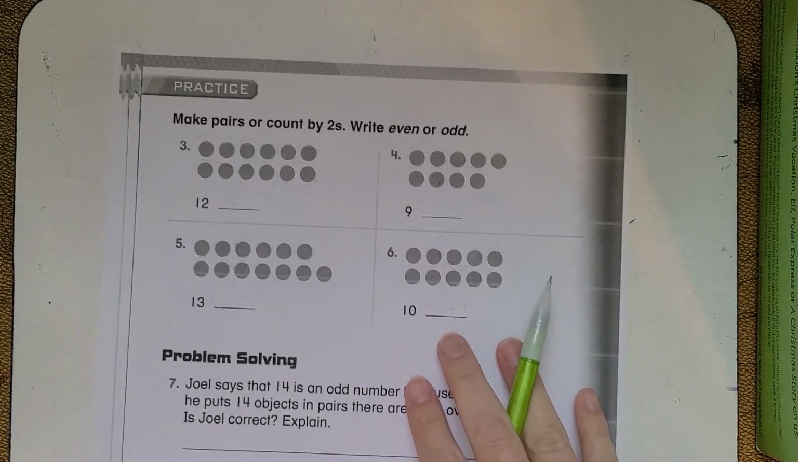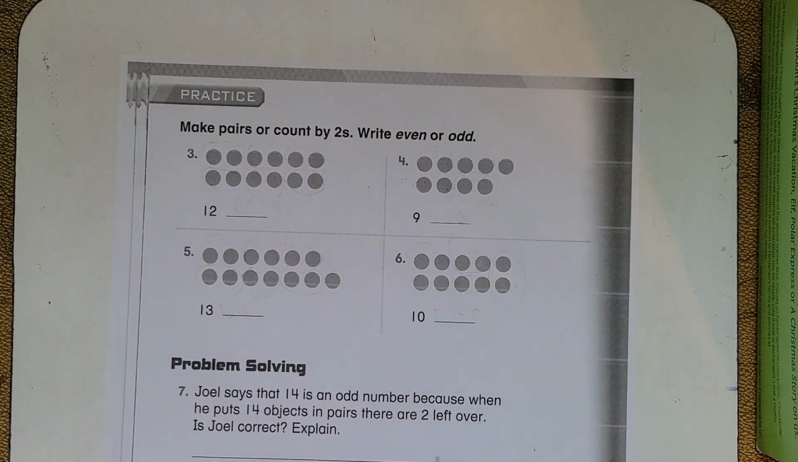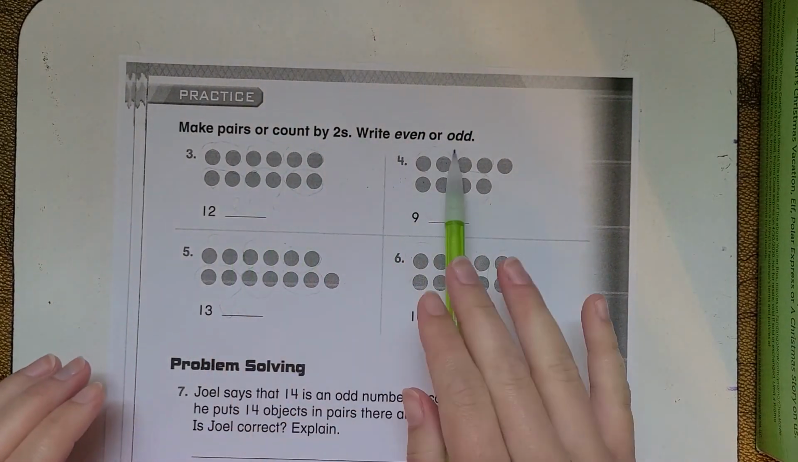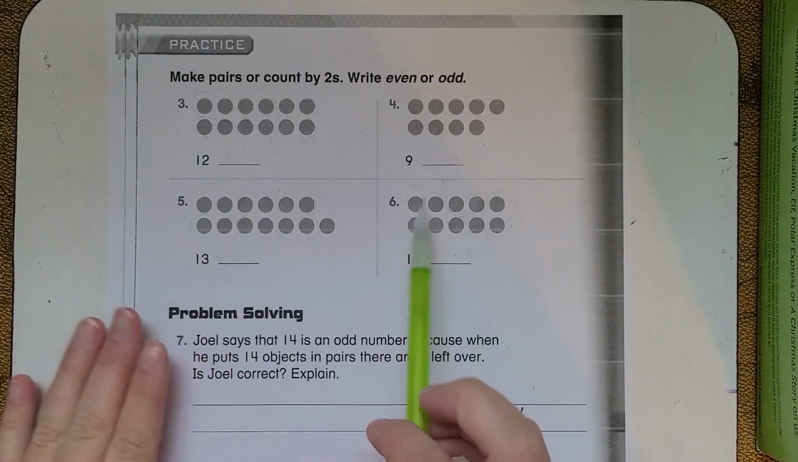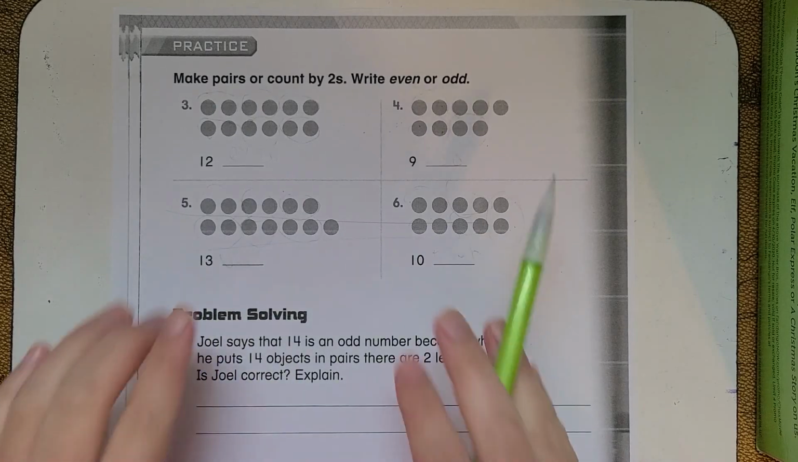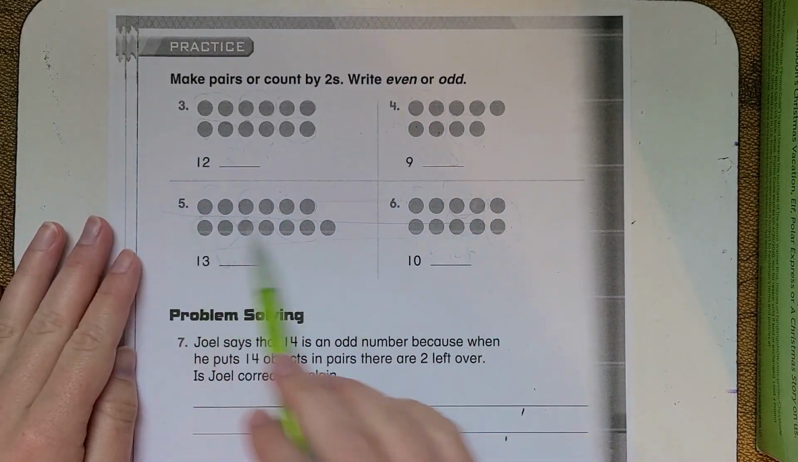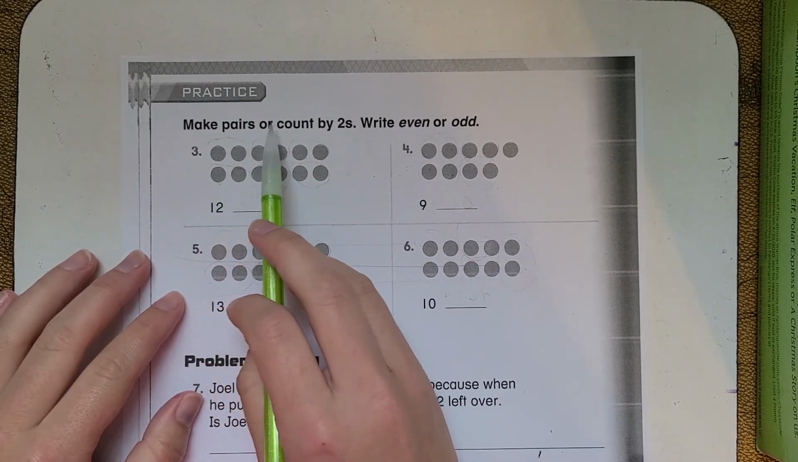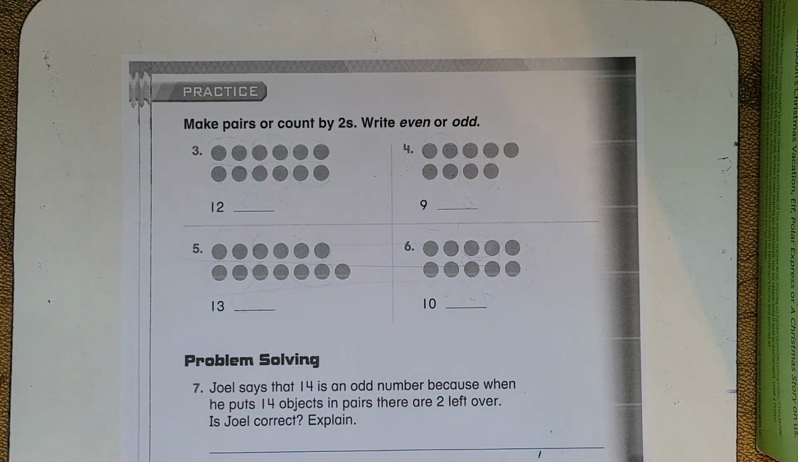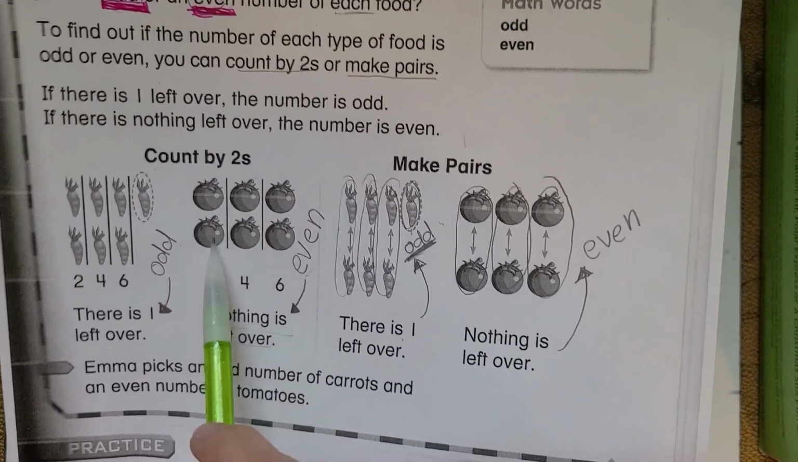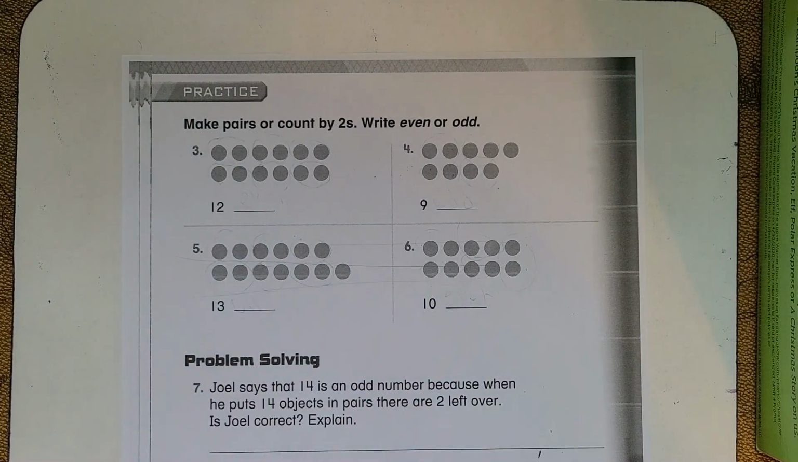Now we're going to go on to this. Yours is going to look a lot like this, and we're just going to do these first 2 together, and then we're going to move on. All right, so we're not going to do these right here right now. You will do these on your worksheet, but we're not going to do them together. It says make pairs or count by 2s and write even or odd. So I can pick which strategy. I can do this strategy or this strategy.